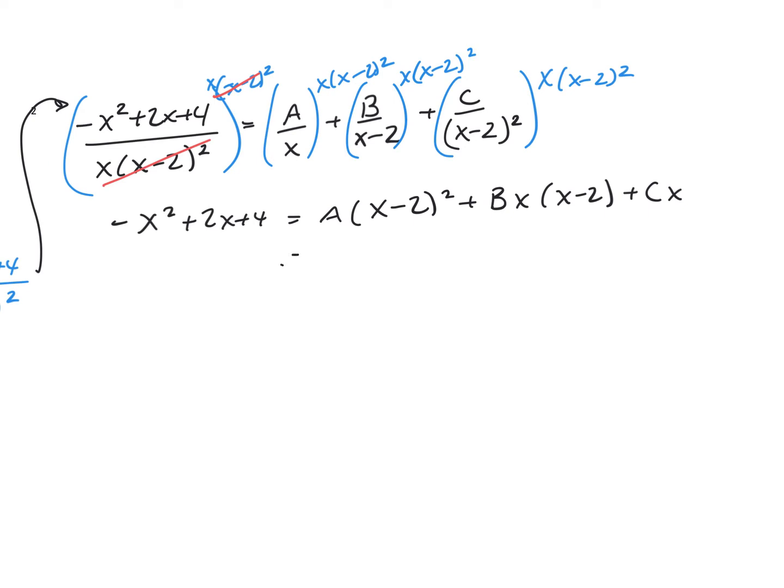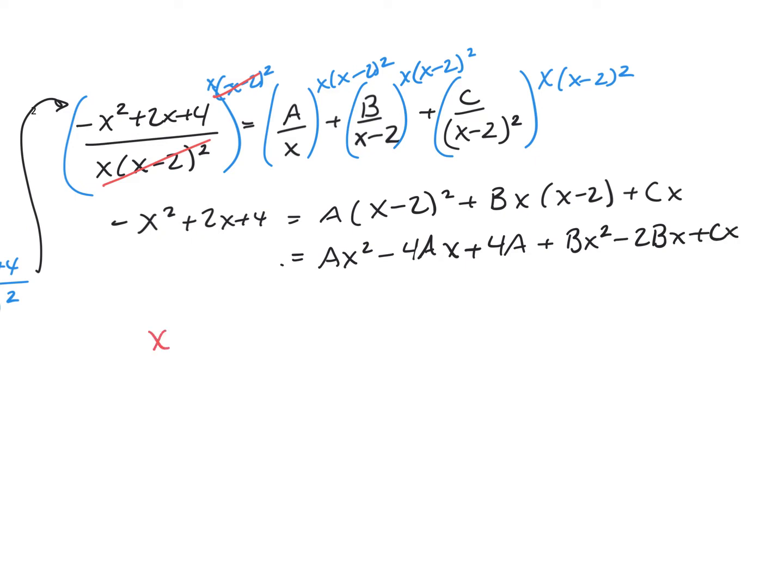So what I'm going to do is go ahead and multiply out. And so I'm going to have Ax squared minus, and that should be a minus, not plus, 4x. Oh, don't forget that A. So A is going to be distributed all the way through. Minus 4Ax, and then plus 4A. Distributing the Bx through, I'm going to get Bx squared minus 2Bx, and then plus Cx.